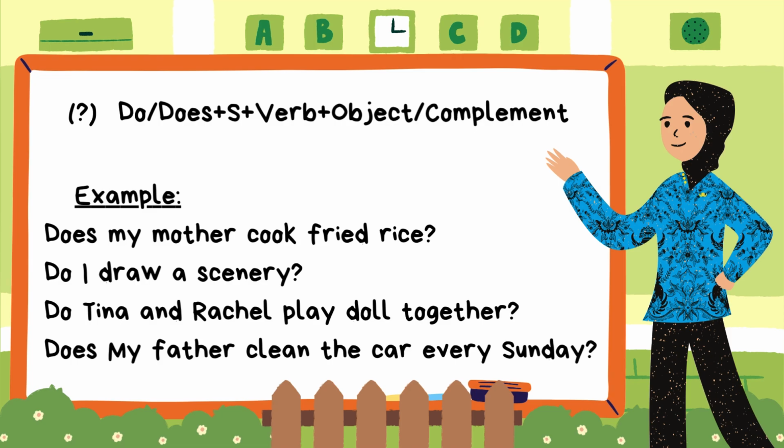The second, do I draw a canary? Do in here as interrogative word, I as subject, draw as verb, a canary as object or complement. The third, do Tina and Rahel play doll together? Do in here as interrogative word, Tina and Rahel as subject, play as verb, doll together as object or complement.